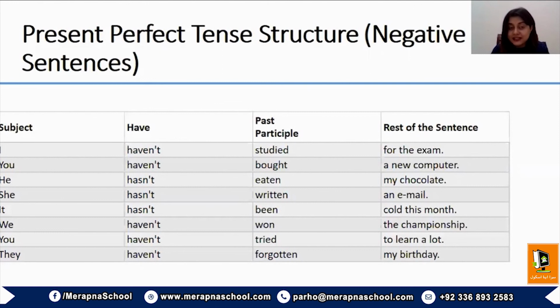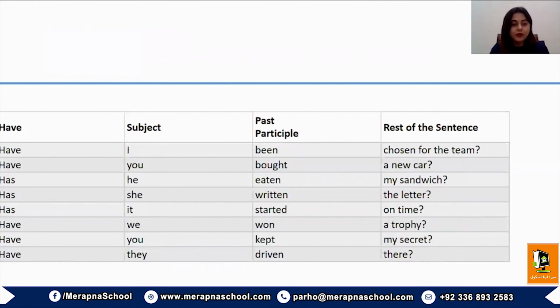Remember, for present perfect, we always use the third form of the verb, which is the past participle, and this is the reason in the first video I talked about 3 different forms of the verb, so you are familiar with the third form. So what is the third form of buy? Eaten is the third form of the verb eat. So I hope you're familiar. For interrogative sentences, has or have will be added as the very first part, depending on the subject. Have I been chosen for the team, or has he eaten my sandwich?